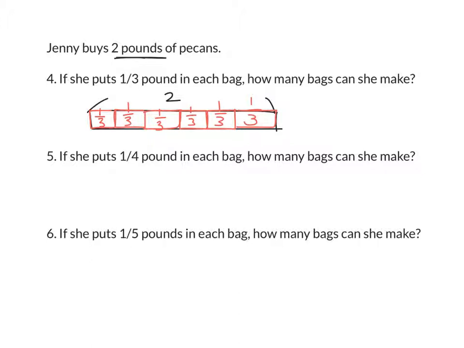So this time, how many bags can she make? 6. Because if I count them, 1, 2, 3, 4, 5, 6. There are 6 bags altogether. This time we're taking 2 pounds of pecans. We're dividing them into 1/3 size portions, and we can see all together we have 6 bags.